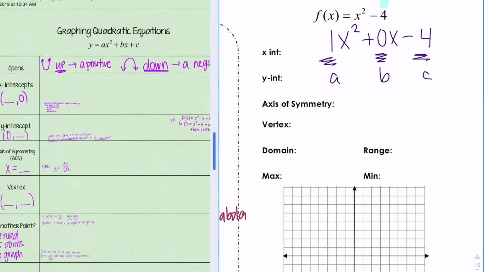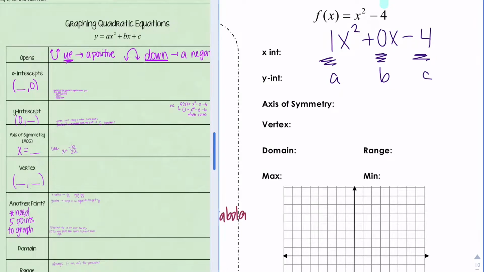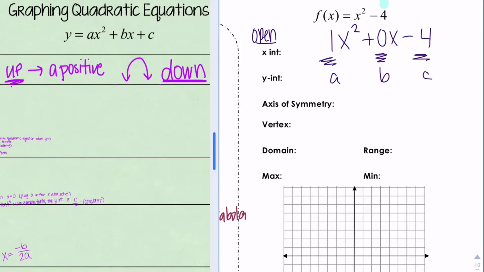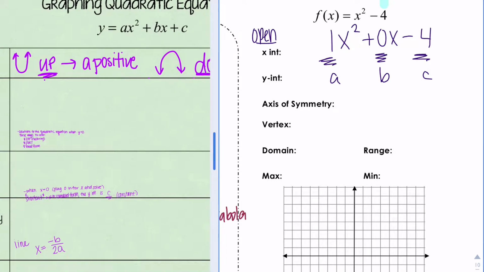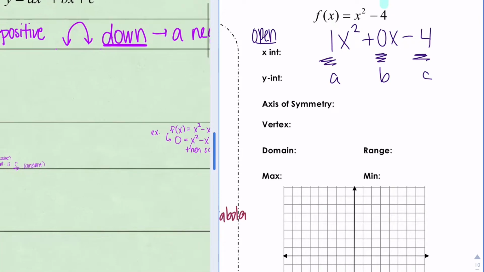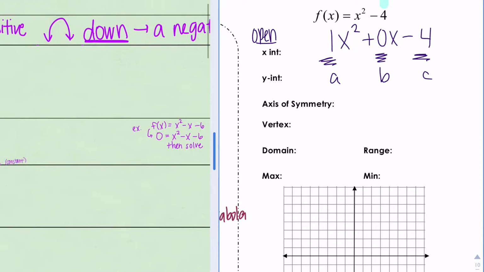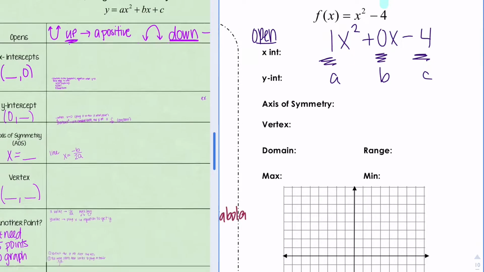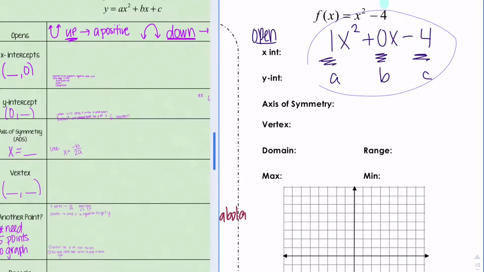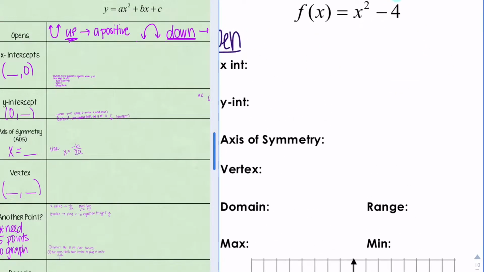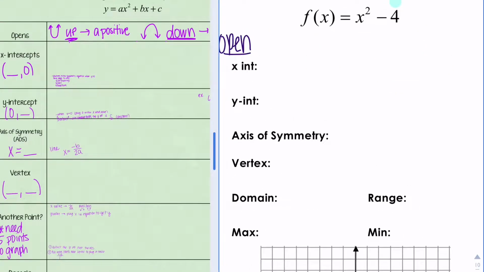So we can know if the graph of the quadratic equation will open up or down. If we look at the a value, that's what I wrote here, it's going to go up if a is positive, and it's going to go down if a is negative. So make sure you pause and write that in. So in this example, a is positive 1, so it will be opening up. So we know that our quadratic is going to look something like that.